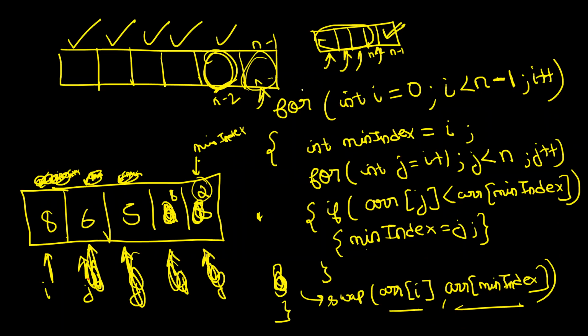I don't know if there is an inbuilt function. Why j less than n? I already told you just now. j should come till the end. You are searching for the minimum element, so you should iterate through the entire array. So j should come till the last index. That is why j less than n. Simple. Okay.